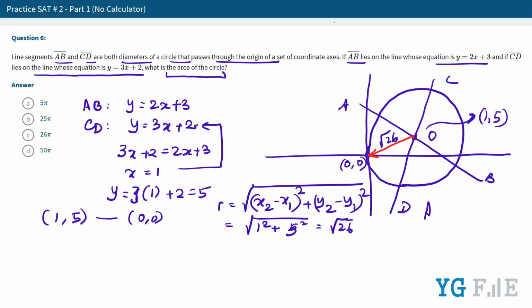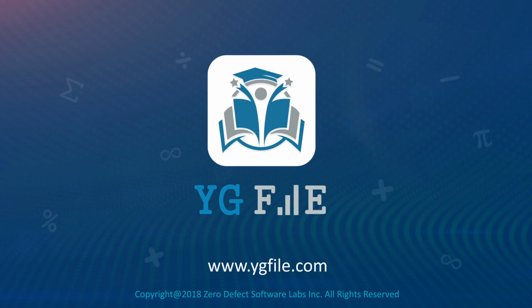So the area of the circle is pi times 26. So it is 26 pi, which is option C.